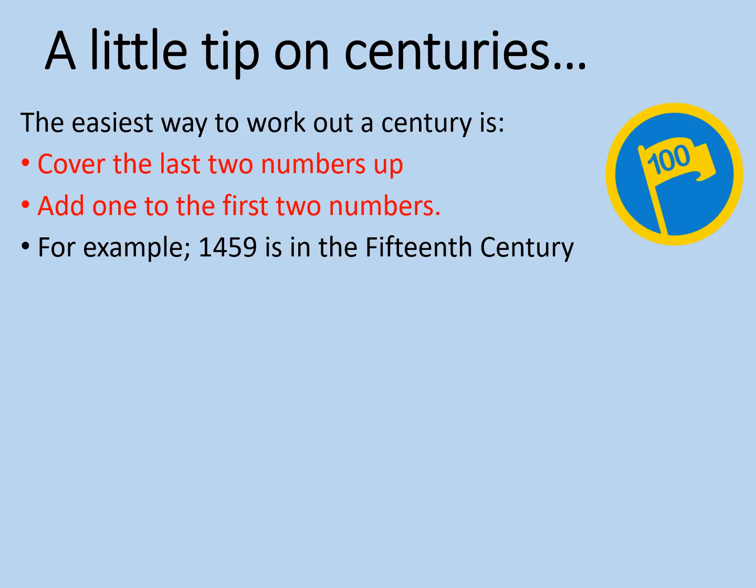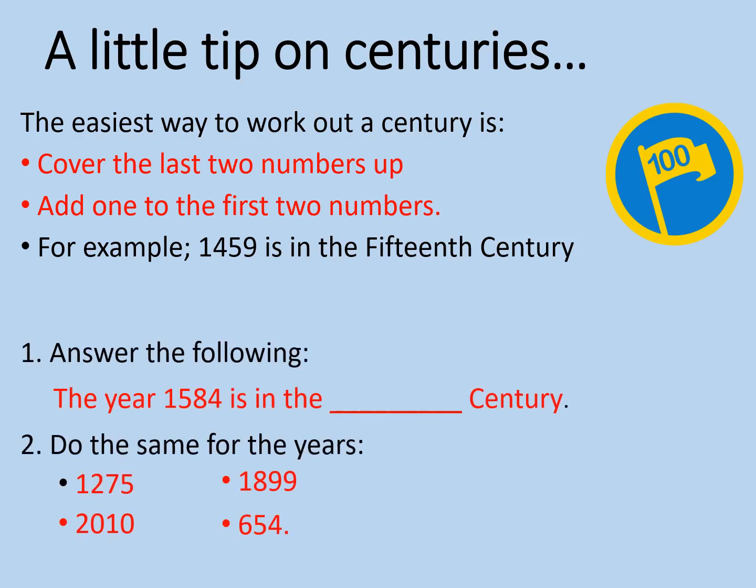Think about the first century. That would be from the year 1 to the year 99, wouldn't it? And then the second century would be from the year 100 to the year 199, and so forth. So that's why it's always one more than those first two digits. So you can practice that here. Answer the following, and just spend a couple of minutes doing this.